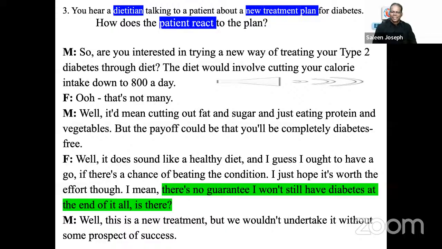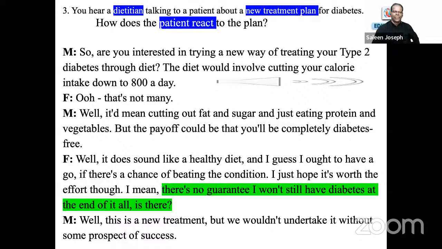Okay. I just hope it's worth the effort, though. Means, will it be worth the effort? Cutting all my food and not enjoying my food at the end. There is no guarantee. Huh? There is no guarantee I'll be diabetes-free. Now you're asking me to cut down all those things. I can't eat my ice cream. I can't enjoy my sugar. I can't enjoy my snacks. Is that clear?